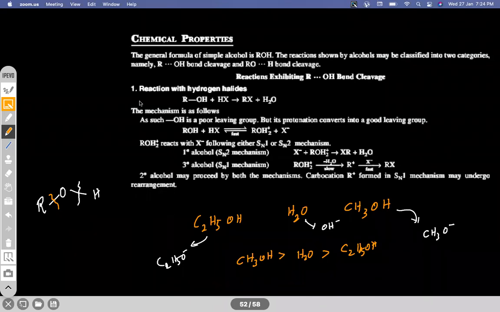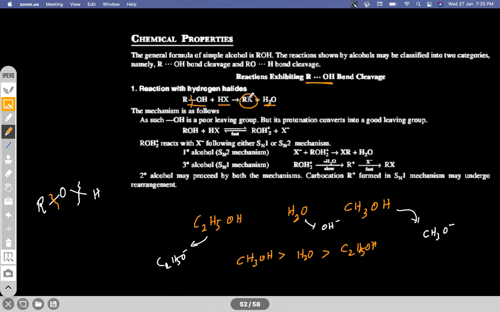So first one, you see this particular thing. The general formula of simple alcohol is ROH. The reactions shown by alcohol may be classified into two categories. That is R-OH and RO-H. This bond breaks or this bond breaks, right? So first, reactions which involve the dissociation of the carbon oxygen bond. The first one is reaction with hydrogen halides. What happens? This bond breaks. OH minus and H plus combine, forming water and RX, alkyl halide, a preparation method of alkyl halide.